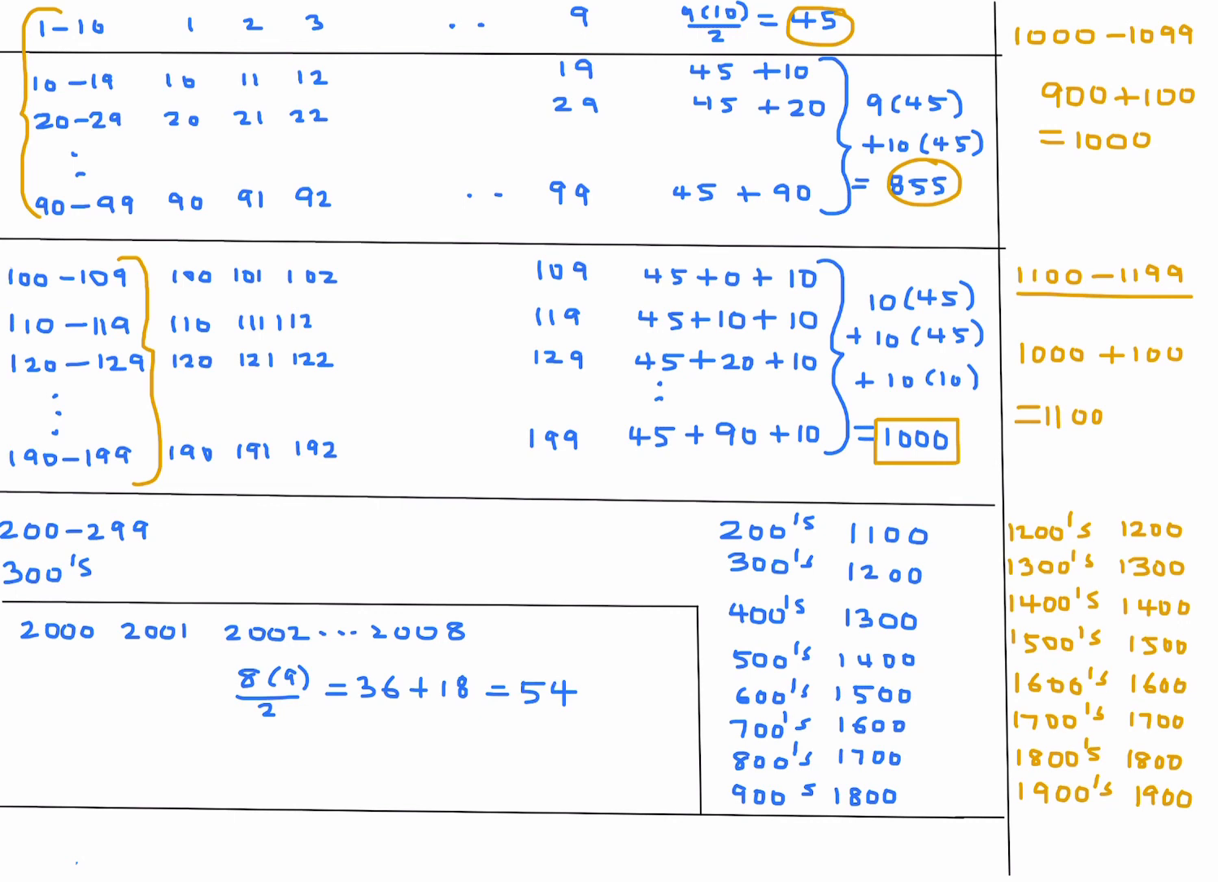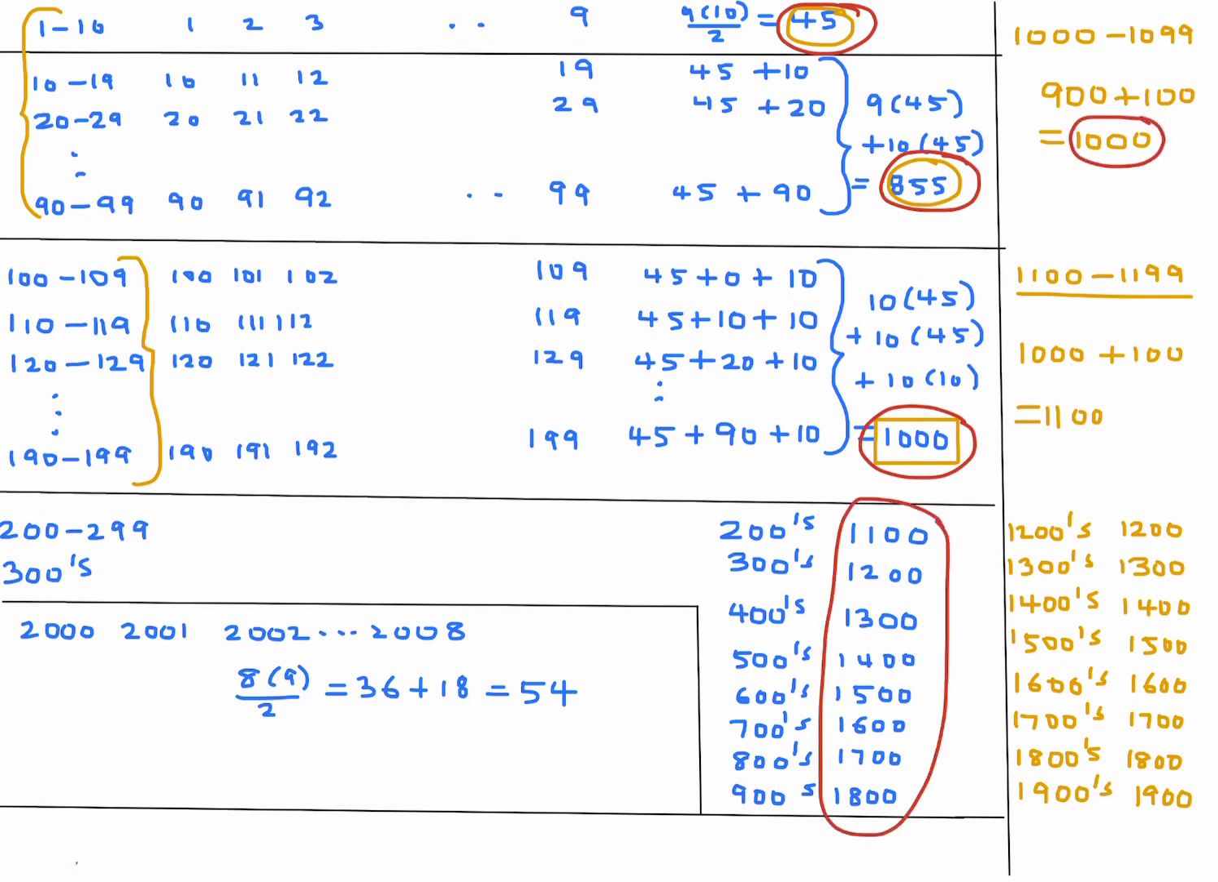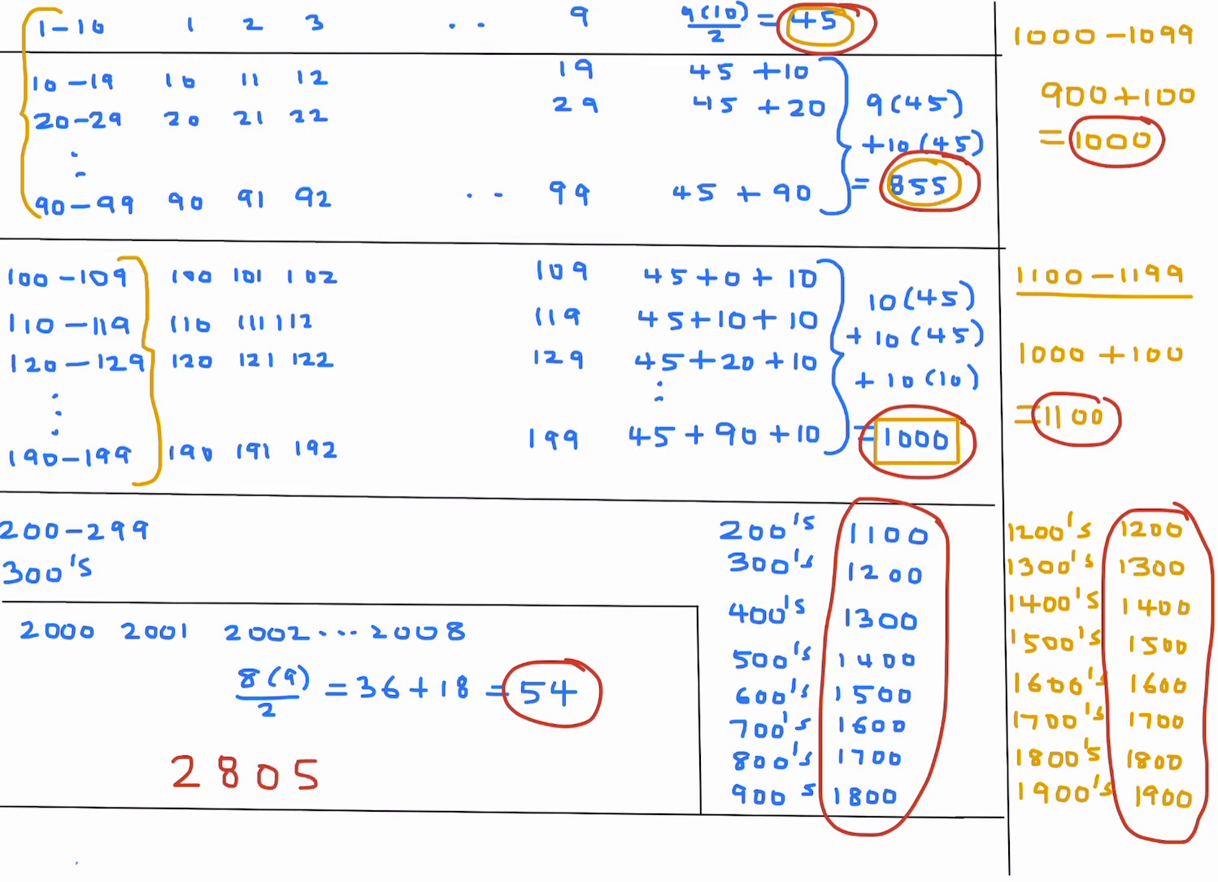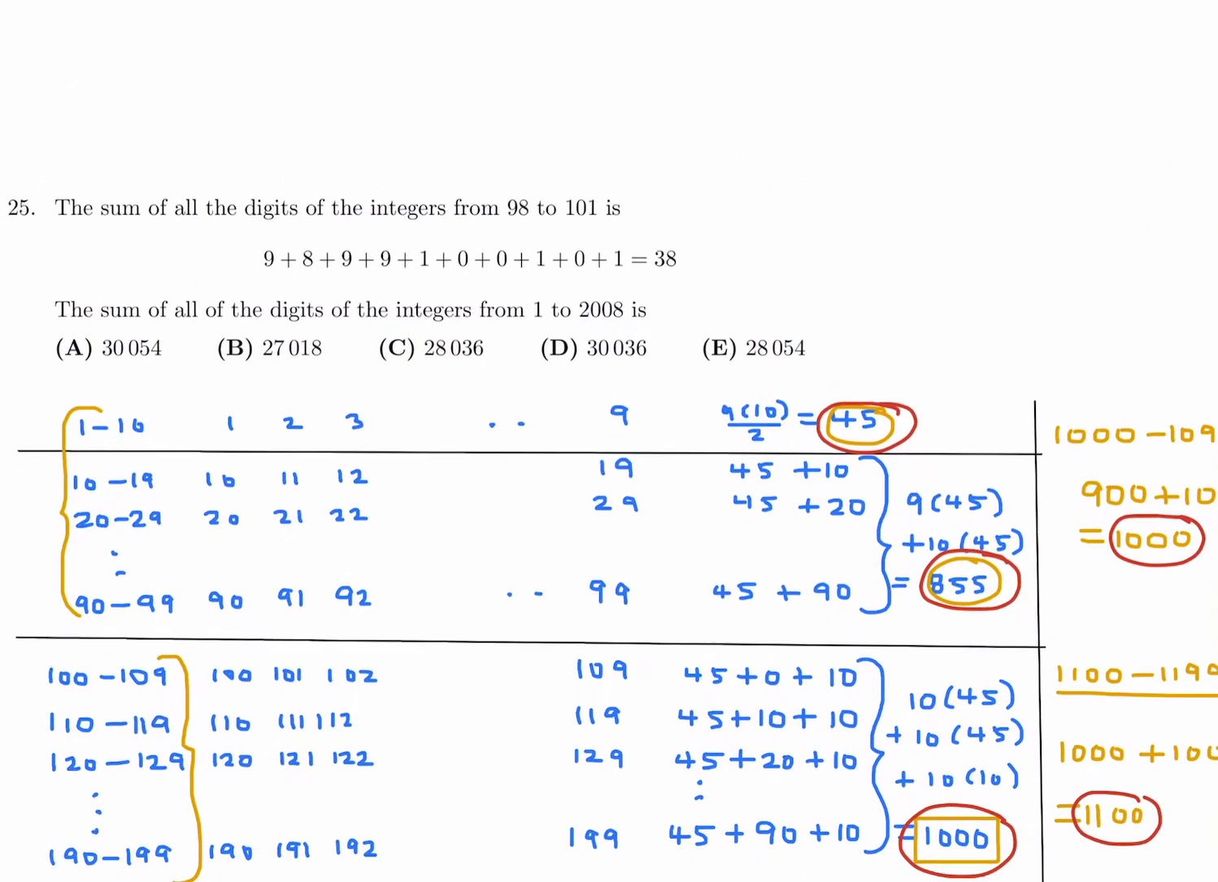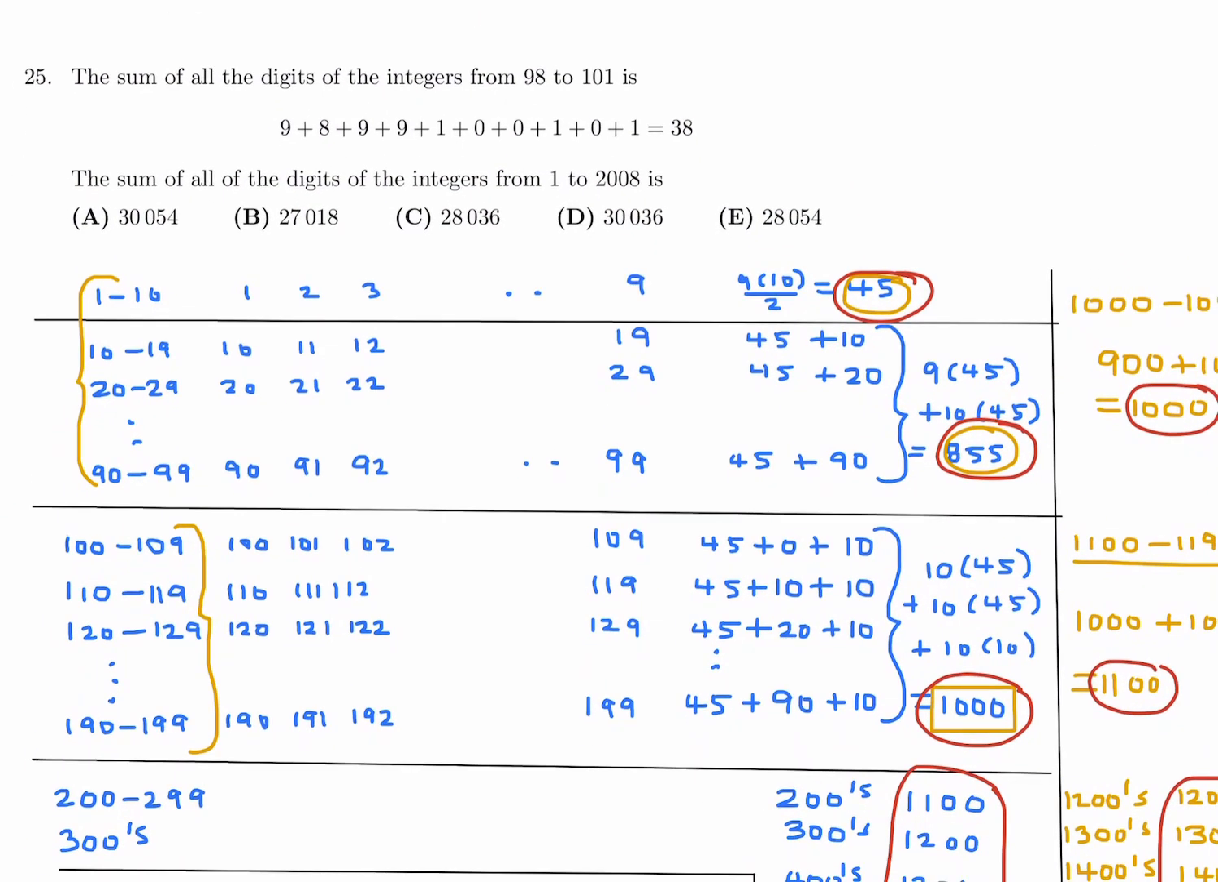So let's add all these up now. I've got 45. I've got 855, 1,000. Then I've got all of these. I've got 1,000, 1,100, all of these. And finally my 54. Adding up all of those numbers, you get a grand total of 28,054. And for this question, that is answer choice E.